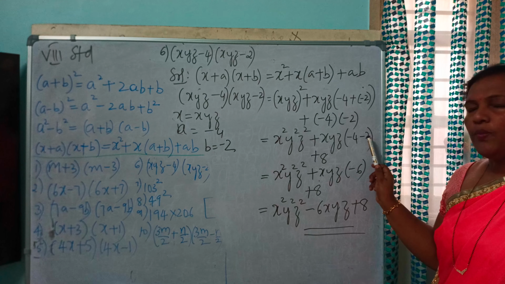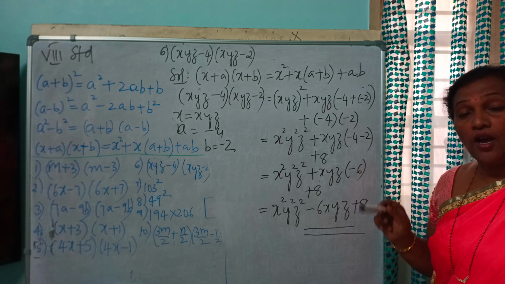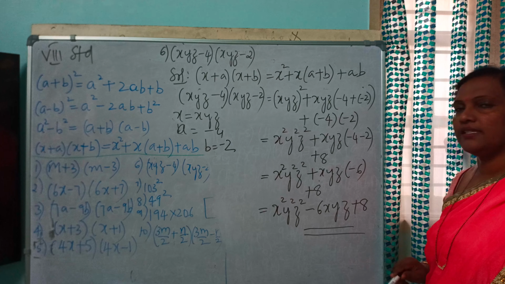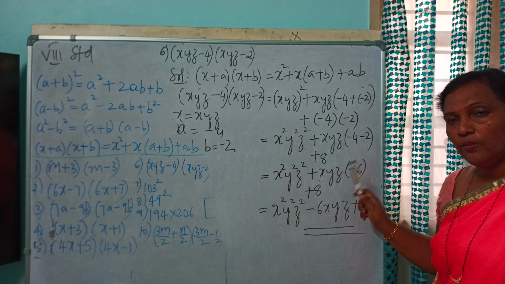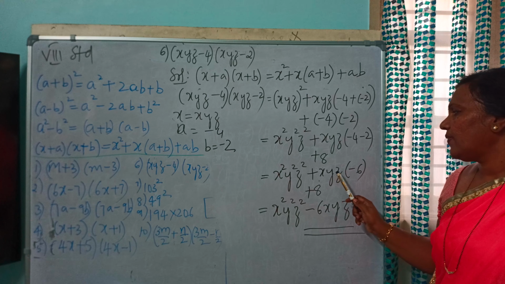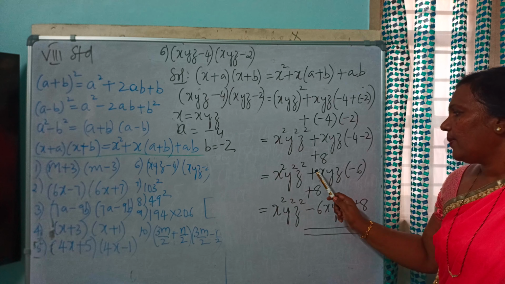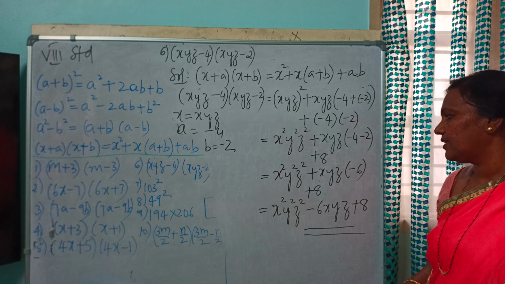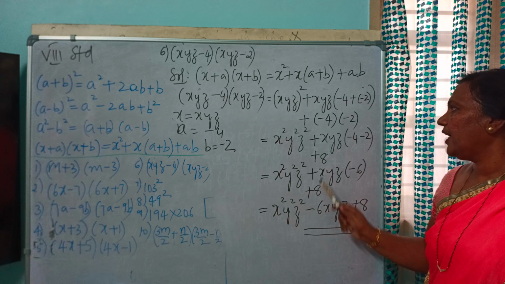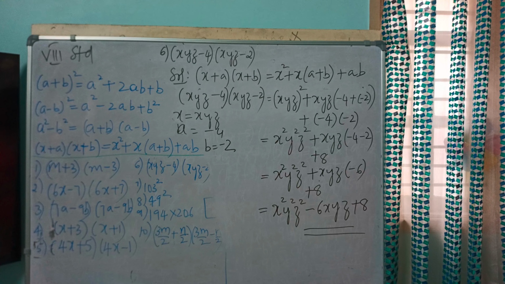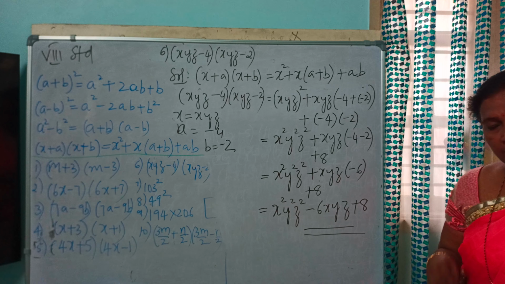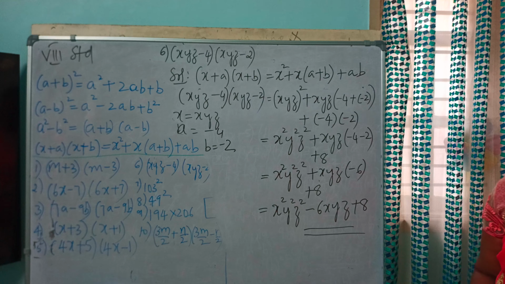Minus 4 minus 2, both are having the same sign, you have to add. It is minus 6. Now if there is a bracket, understood, you have to multiply. 6 into xyz means 6xyz, but plus into minus is minus. Here 4 2s are 8, minus into minus plus. Underline the answer. Very easy, children. Especially the problem based on identities.